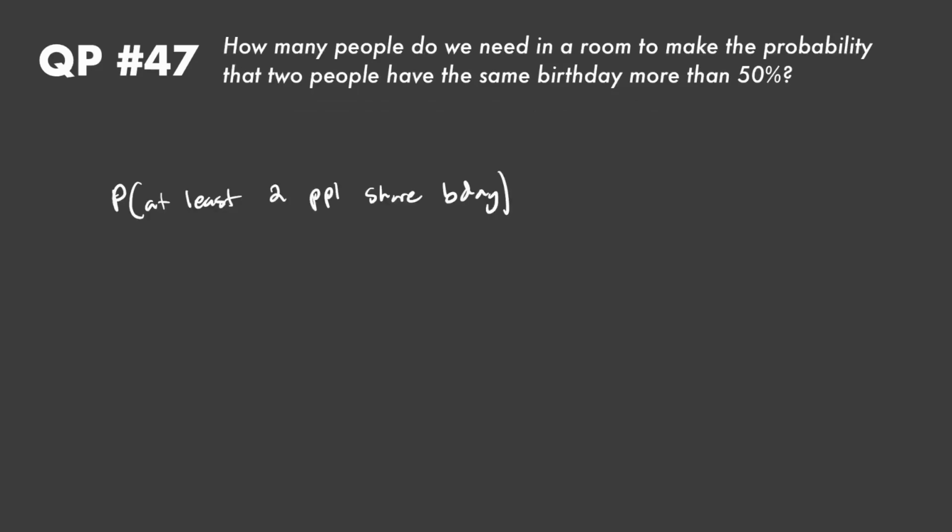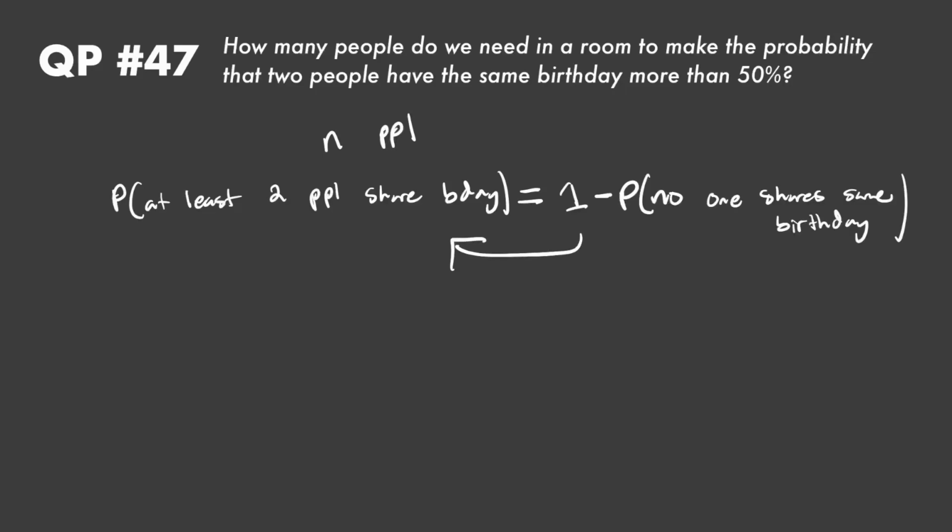So let's just say we have n people, then the question's asking us what's the probability that at least two of these people share the same birthday, and that's hard to calculate, so we're just going to calculate instead 1 minus the probability that no one shares the same birthday, which is just equal to this. So now if we have n people, how do we calculate this exactly?